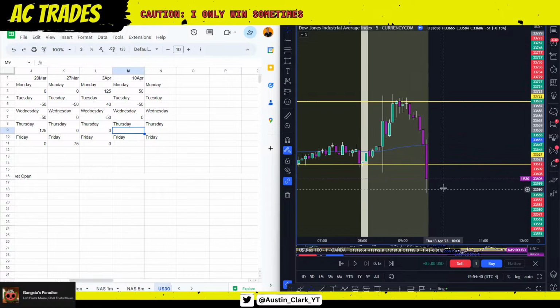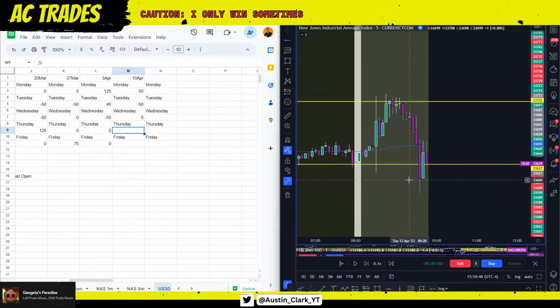This one I don't like. I don't like how big this wick is at the bottom. I would not have taken this trade. See how that sweeped up? This big wick on the bottom here, right? It's telling you that there's still buy pressure.